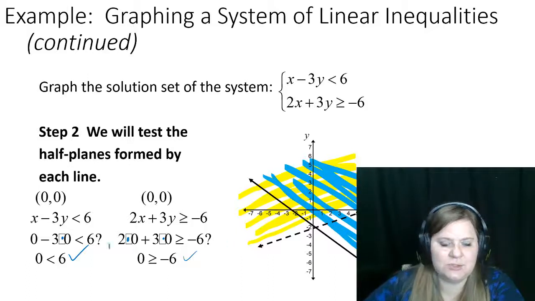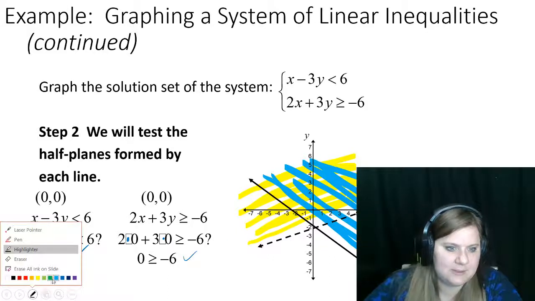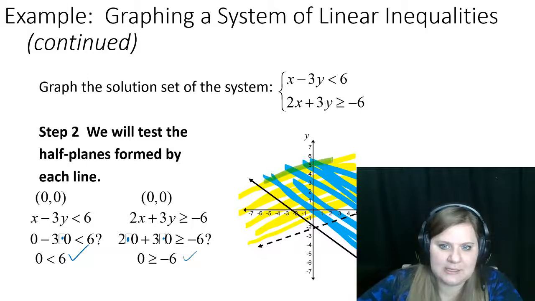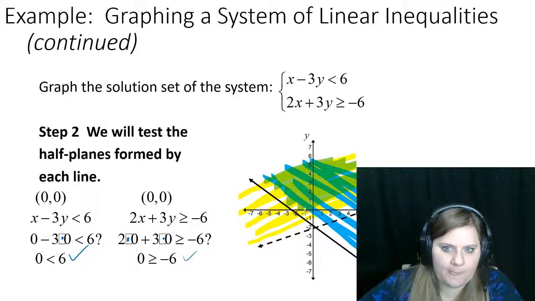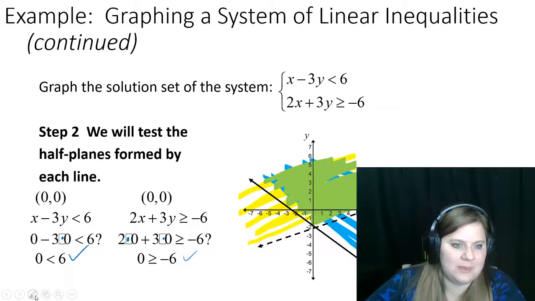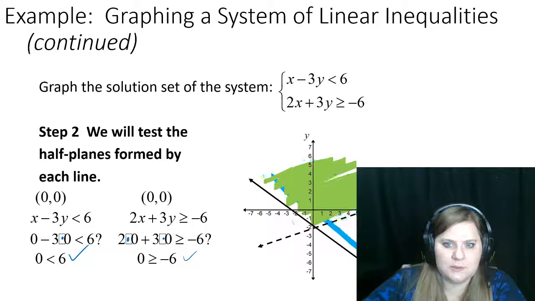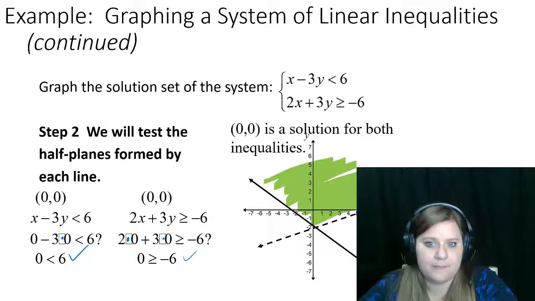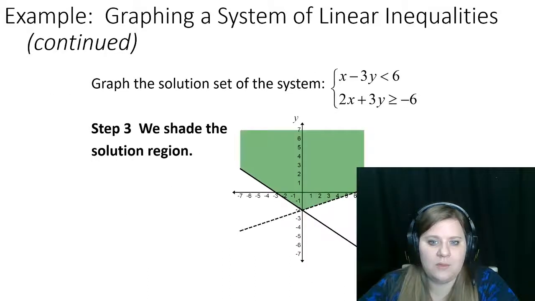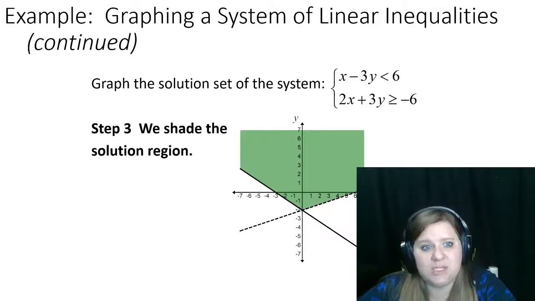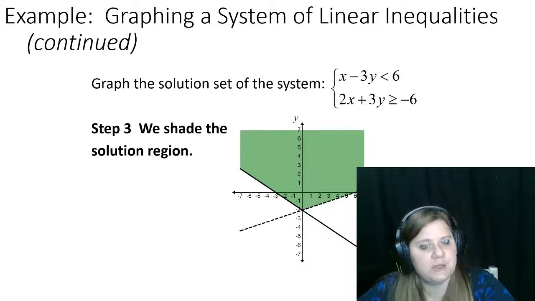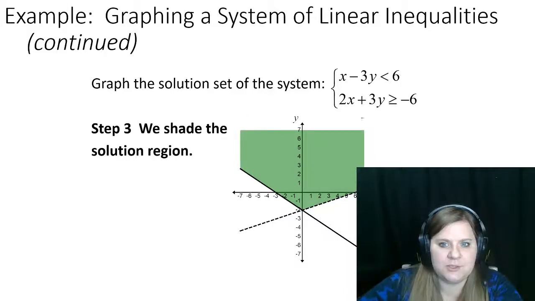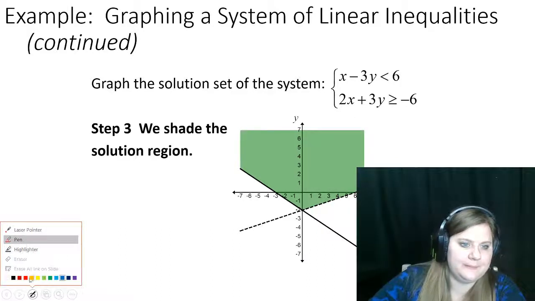Where do these two shadings intersect? Well, they intersect in this piece here. Because that's where they intersect, that's our actual answer. So we're going to keep the piece where they overlap. Okay? So this is what that looks like when you have shaded the solution region. Notice that you're shading all the way to the edges of your coordinate plane.